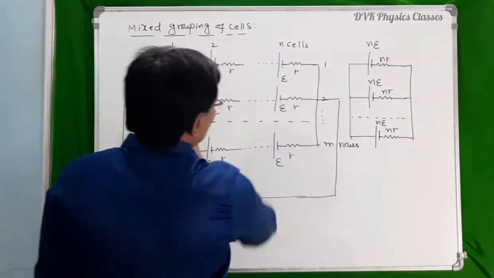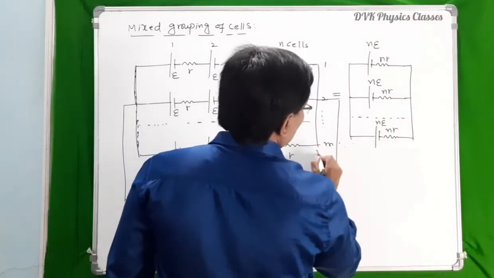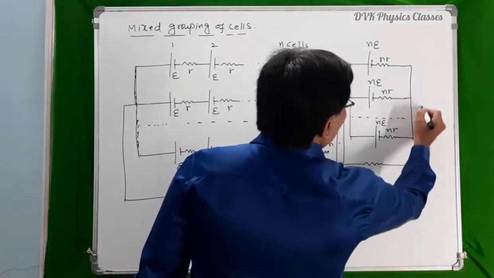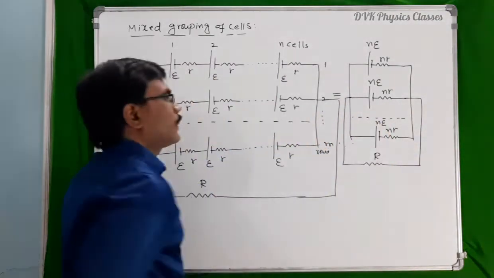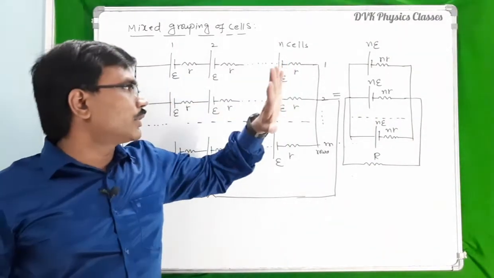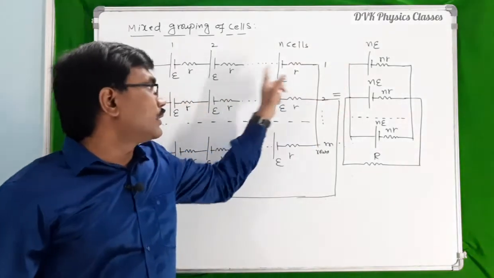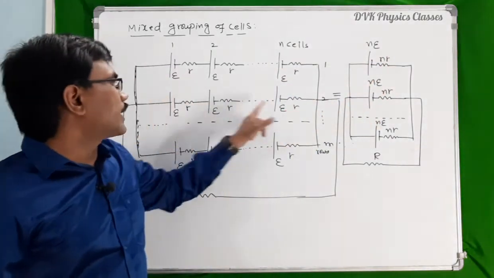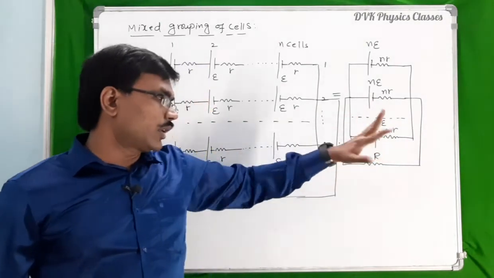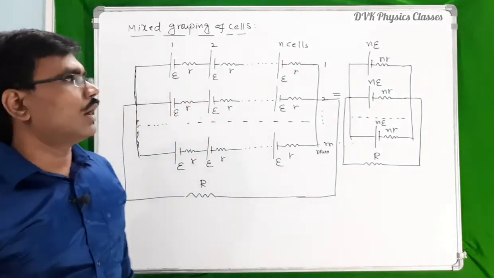Now this whole circuit is equivalent to this circuit, with an external resistor, capital R. Here we are using the result of n identical cells in series combination. All these cells can be replaced by a single cell of EMF n into E and internal resistance nr. Similarly, the second row, third row, fourth row, and so on, the mth row is also replaced by the same cell of EMF n into E and internal resistance n into r.